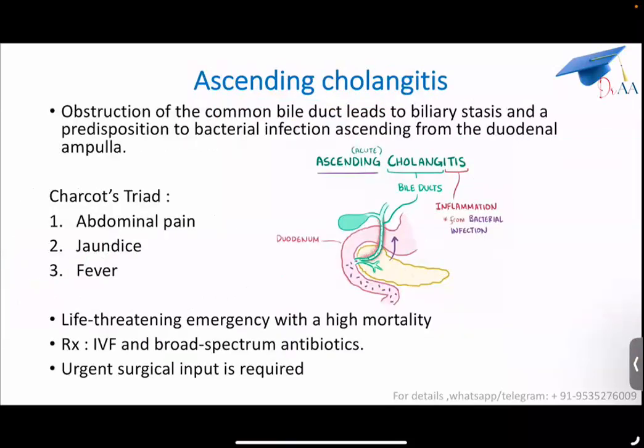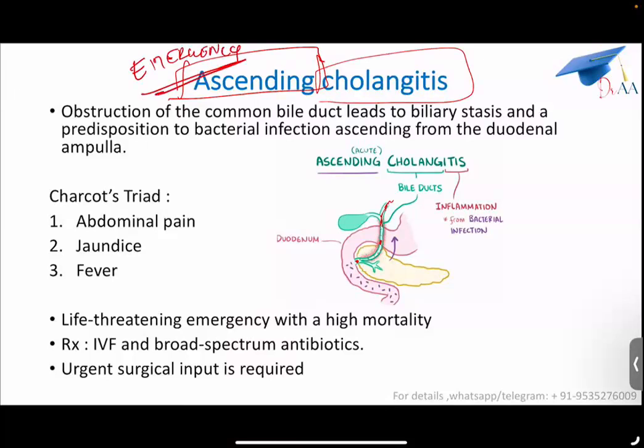When this stone or any obstruction in the common bile duct results in an infection which ascends upwards, that's why it is known as ascending. It ascends upwards into the hepatic ducts, common hepatic duct, and into the liver. Hence, it is known as cholangitis. Ascending cholangitis is an actual emergency. This is a life-threatening condition. If you don't treat them, every second person dies. Mortality rate is 50%. That's why questions come on this, and it is very important.